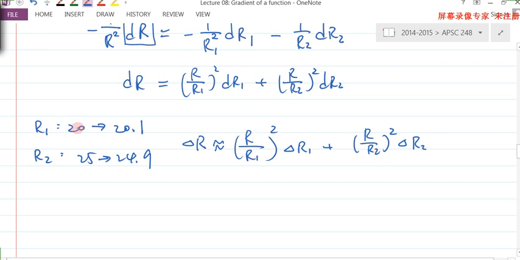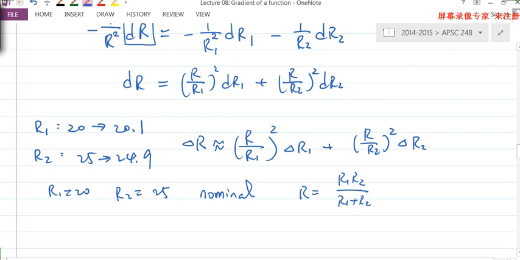Now, we often use the initial value. The initial value will be our so-called nominal value, right? That's basically what's given by the manufacturer. So in our case, R1 equals 20, and R2 here is 25. Those are nominal values, and that's what you should use here and here. How about the R here? You calculate R using the formula for the total resistance.